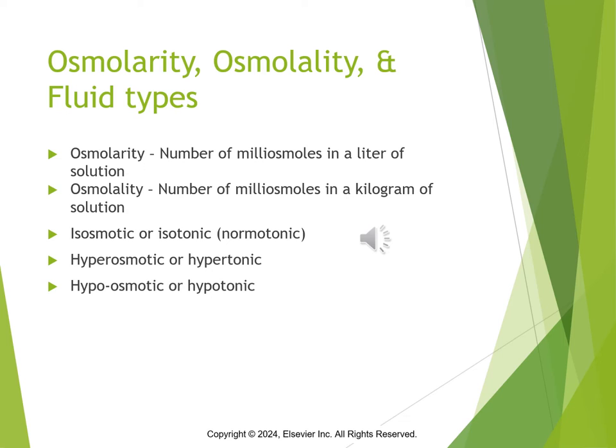So osmolarity is the concentration of a solution. Normal osmolarity of plasma is 275 to 295 milliosmoles, the unit of measurement for osmotic pressure, okay? Again, knowing this range, 275 to 295 milliosmoles, is going to allow you to look at an IV fluid solution to determine if it's isotonic, hypotonic, or hypertonic.